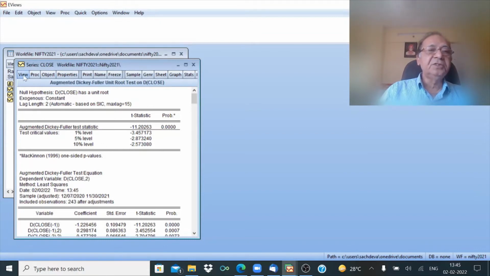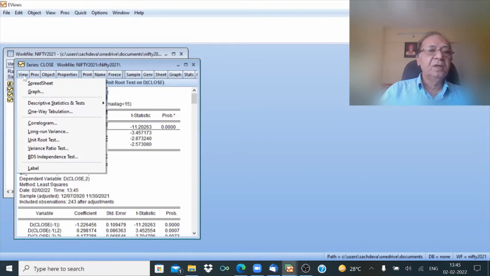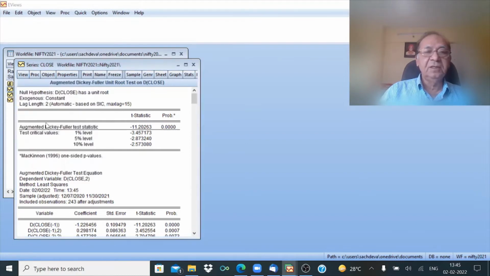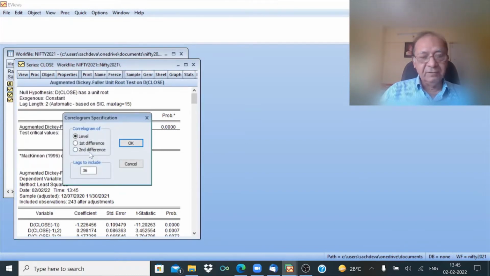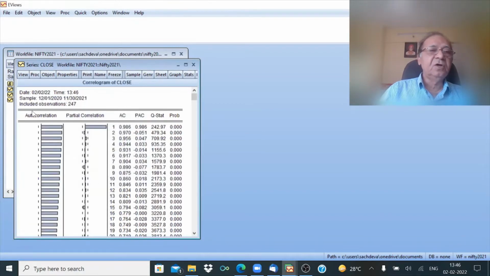Now let us see the correlogram. We will view the correlogram, first at level. In the correlogram, we have autocorrelation and partial correlation. Autocorrelation tells us how many moving average terms we should use. Partial correlation tells us how many autoregressive terms we are going to use.